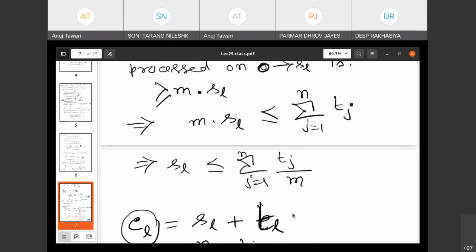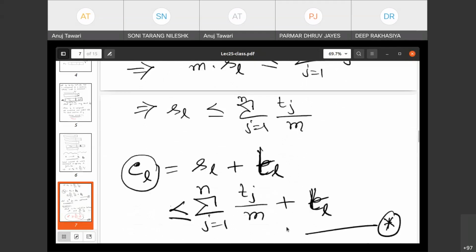And then we also know what the completion time is. It is the start time plus the time needed to process this particular job. So what's the completion time? This is the quantity which we want to minimize, right? Because we said that JL is the job which is on the machine which has the highest load. So CL should be as small as possible.